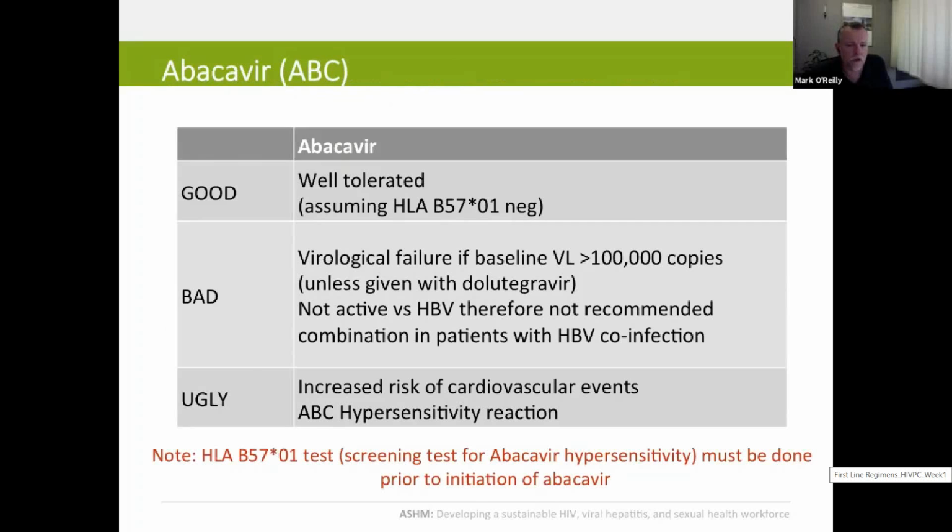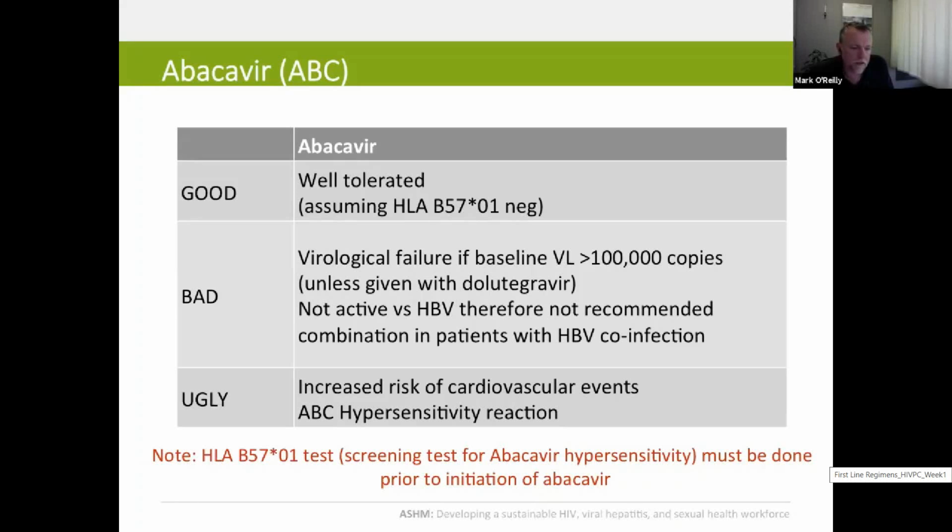So abacavir is well tolerated, provided the individual is HLA-B5701 negative. It's thought, though, that in individuals with a baseline HIV viral load greater than 100,000 copies per mL, it's potentially less robust, and more virological failures were seen in the early phase 3 clinical trials looking at regimens containing abacavir, except when it was given with dolutegravir, and then this wasn't an issue. Abacavir is not active against hepatitis B, and so it isn't recommended if an individual has HIV and hepatitis B co-infection.